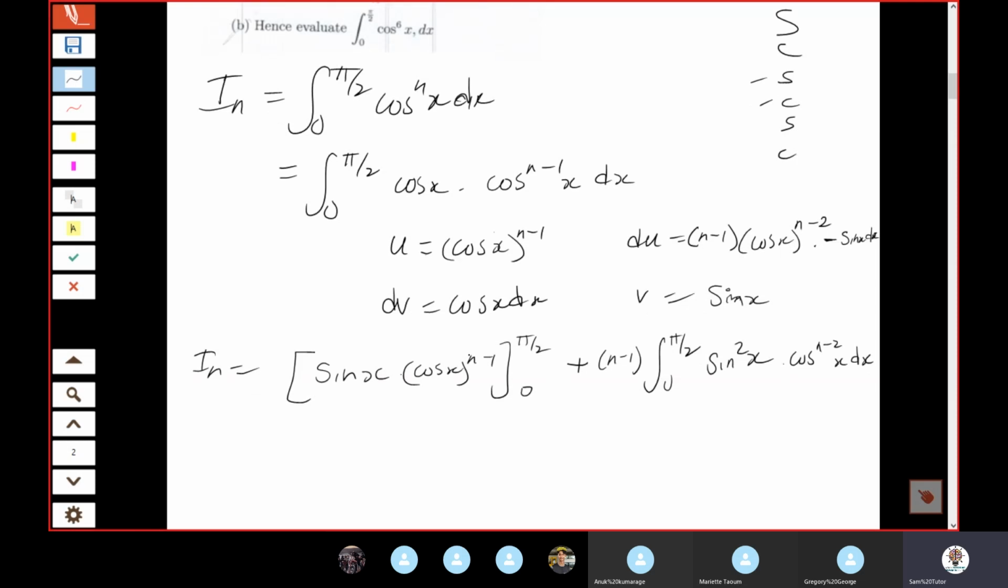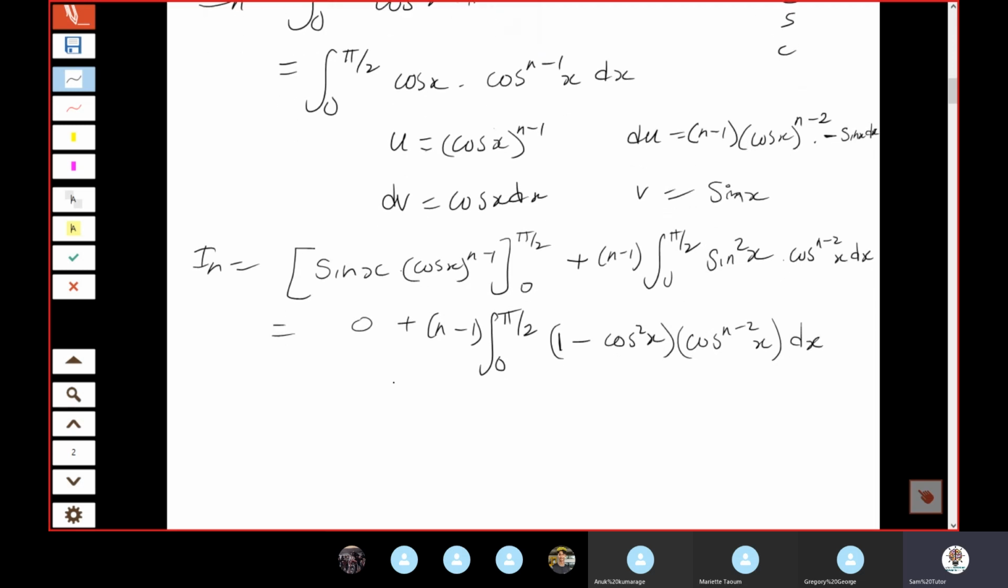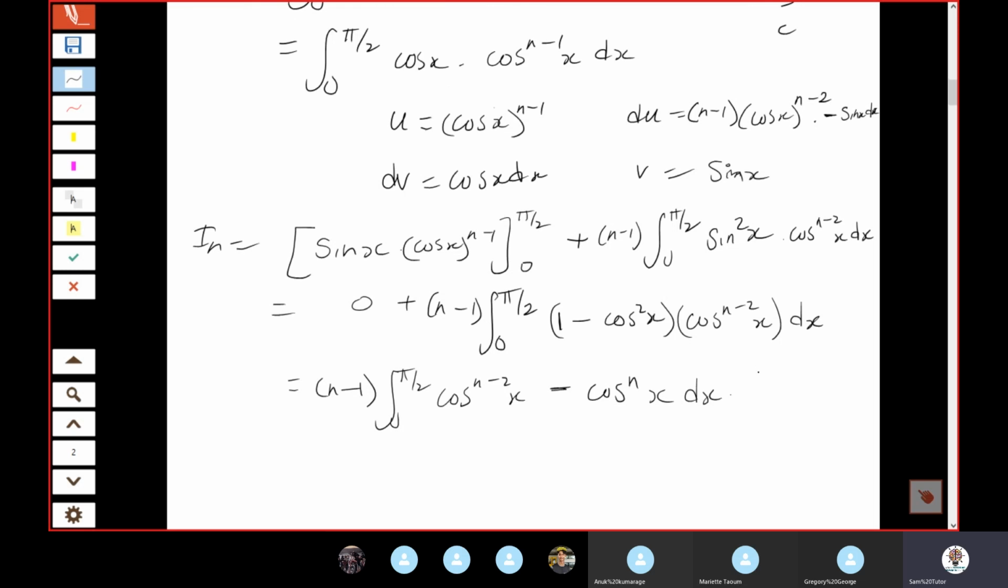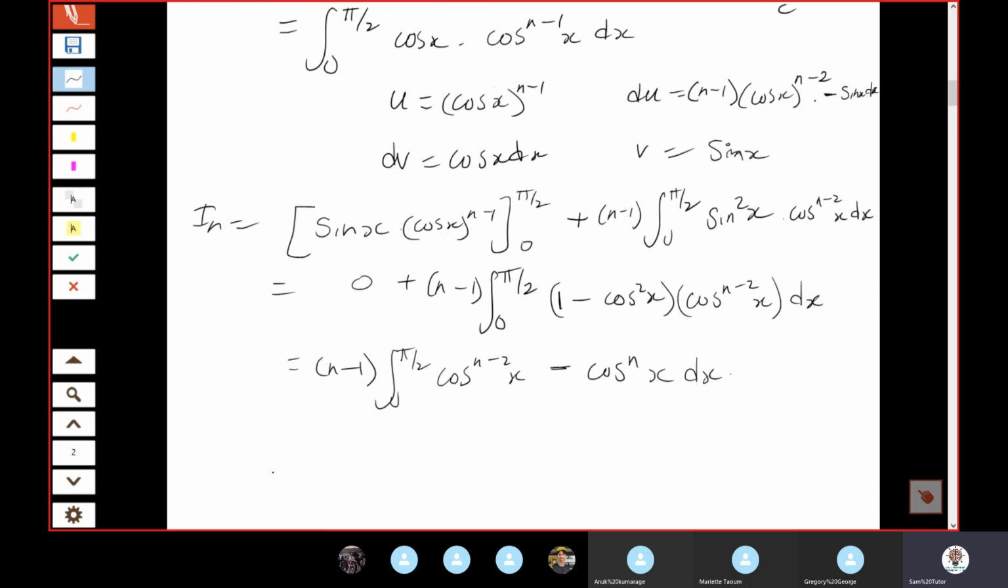Next line, if I sub in cos of pi on 2, it gets me 0. And if I sub in sine 0, it will also get me 0. So again, this term just becomes 0 plus, and then what do you do at this stage? Sine squared would become 1 minus cos squared, and then obviously multiplied by that. So next line equals n minus 1 integral from 0 to pi on 2 of cos^(n-2) x, and then minus cos squared x times cos^(n-2) x, which plus n minus 2 just becomes n, just like before, dx. And you know it's right because you've got a negative, so when you bring it to that side, it's going to become a plus.